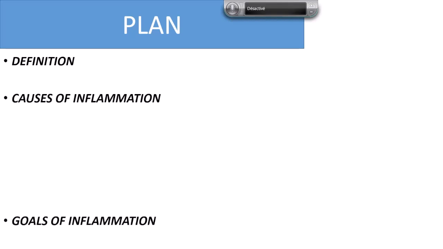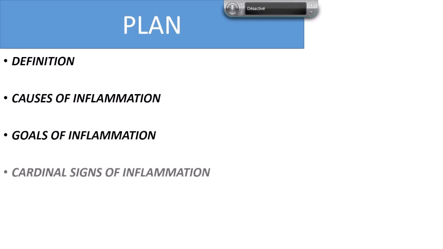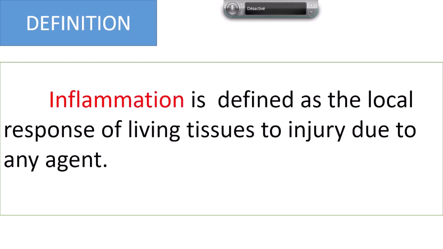So we'll start with the definition of what is inflammation. Then we'll move to the causes of inflammation, the goals of inflammation, the cardinal signs of inflammation, and we'll end this video with the inflammatory process. So what is inflammation? Inflammation is simply defined as the local response of living tissue to injury due to any agent.